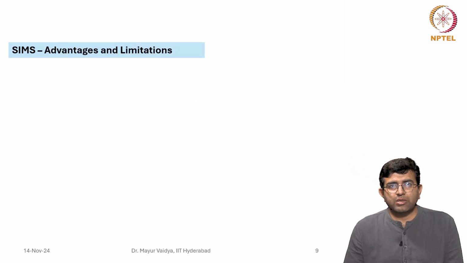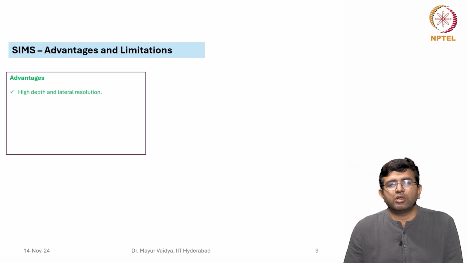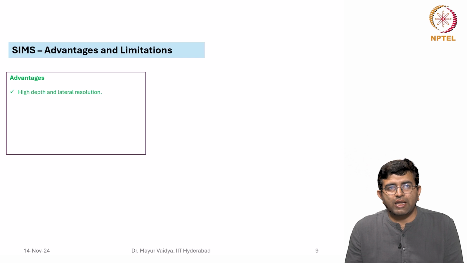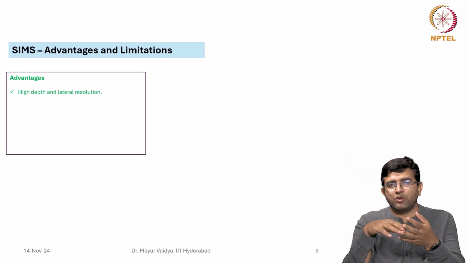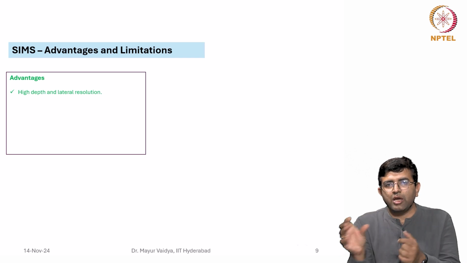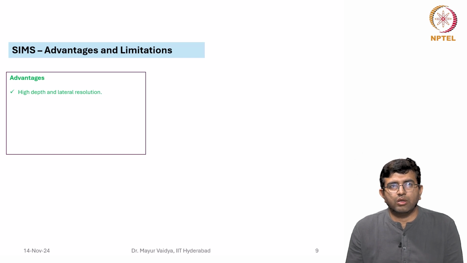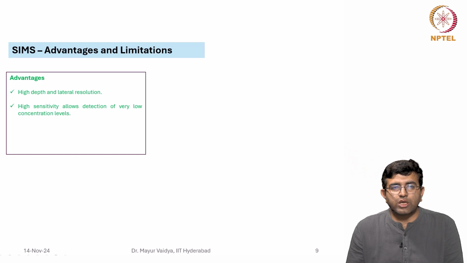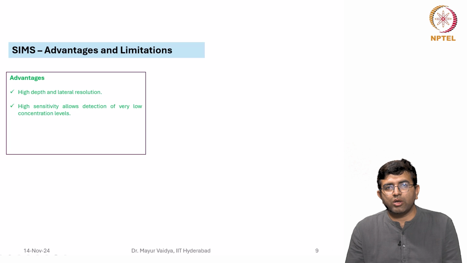Let me summarize here some of the advantages and the limitations of SIMS. One advantage is that it has a higher depth and lateral resolution. That means you can have nanometer layers analyzed using SIMS, and the lateral resolution also lets you choose small areas to analyze the diffusion behavior. And then the high sensitivity also allows the detection of very low concentration levels. So here also you can deposit the tracer atoms in lower quantities.